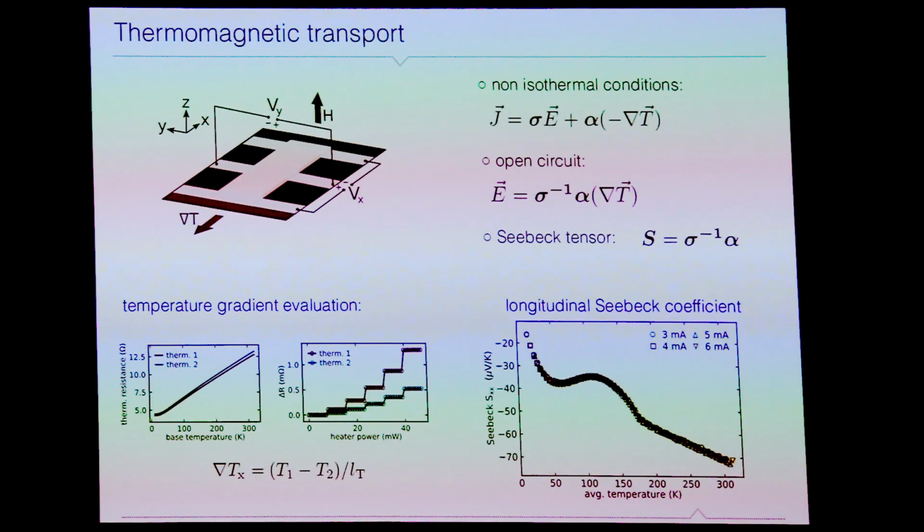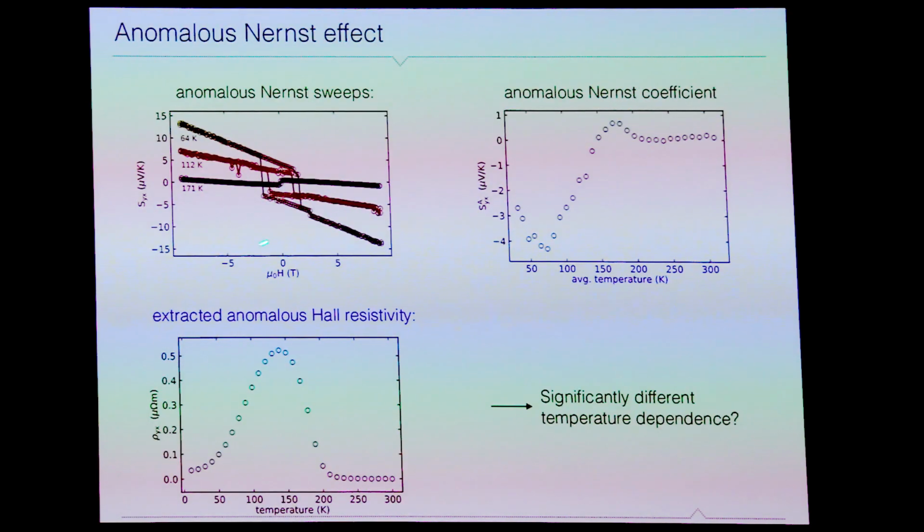And now we can do the same game again. We just record the longitudinal or the transverse response and get the different parts of the Seebeck tensor. If you do that for the Anomalous Nernst effect, you see a qualitatively very similar behavior. So you have some linear background coming from the ordinary Nernst, and you have some switching around zero field, which comes from the Anomalous Nernst. And I evaluated it exactly the same way, so I extrapolate to get the actual value of the Anomalous Nernst coefficient.